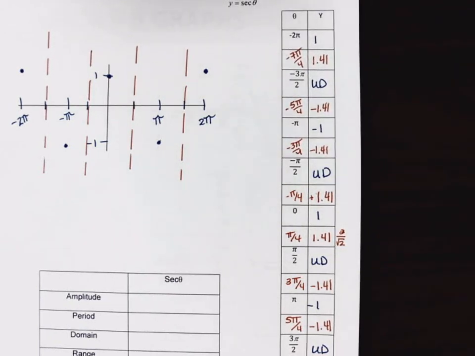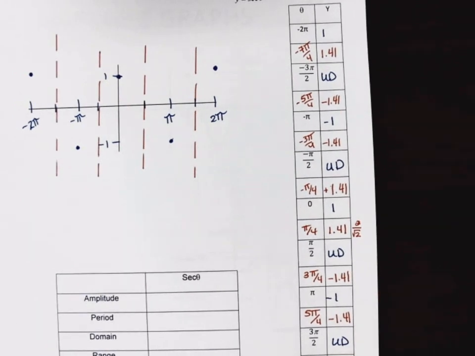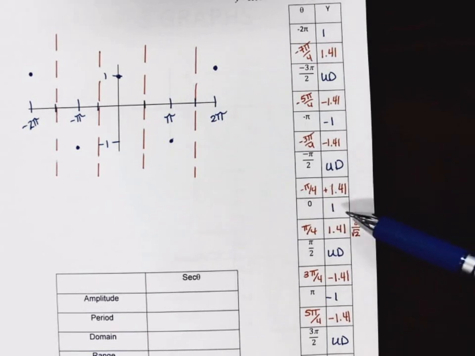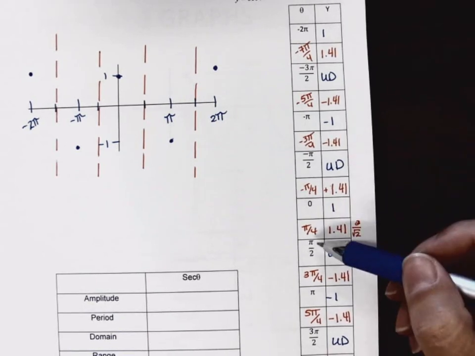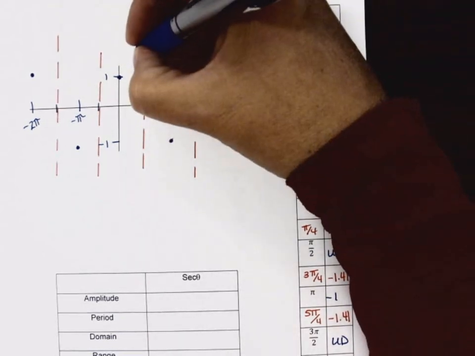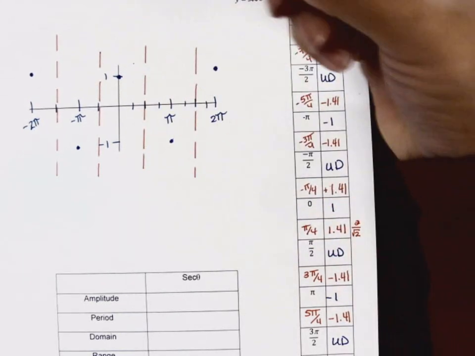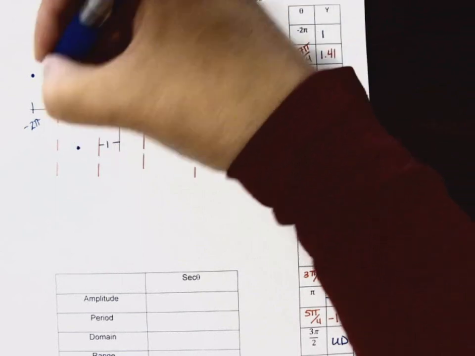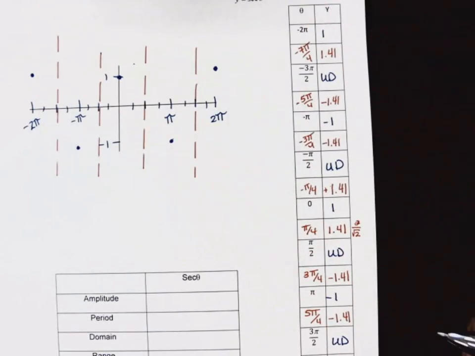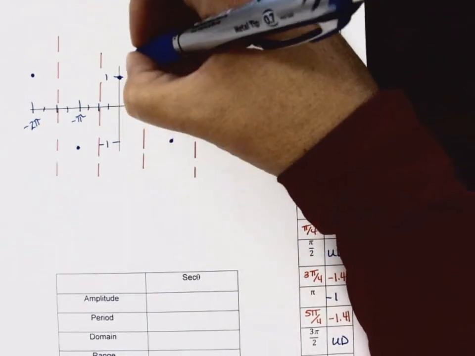Okay, so now I'm going to graph those extra points. At 0, we were at 1. So at π/4, we are a little bit above that. And remember that π/4s are just going to be in between the halves. So if you're not sure where to put them, that's where we're going to put them.